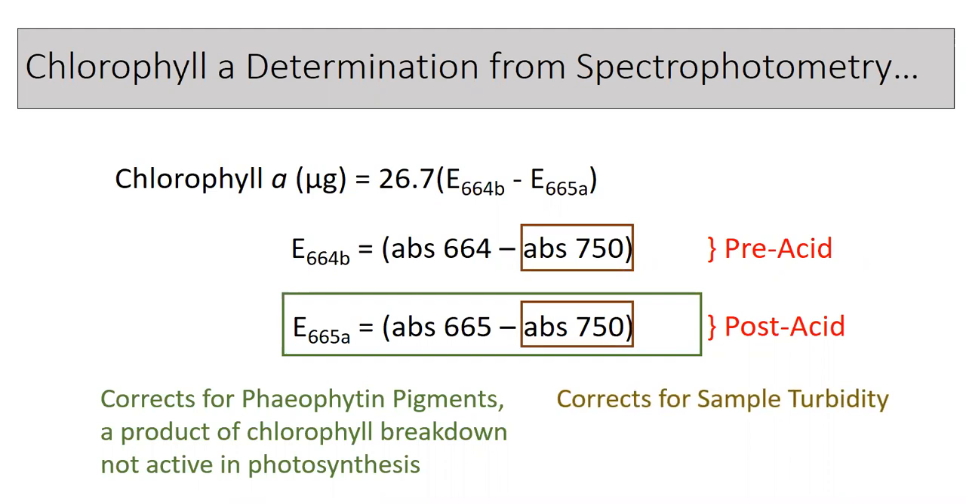And the reason that we subtract absorbance at 750 nanometers from the readings at the wavelength that chlorophyll absorbs light is because there could be turbidity in our samples. If the samples are turbid at all, that will also absorb light at all wavelengths, not just 664. So with each of those steps, we subtracted the absorbance at 750 nanometers to get a reading corrected for turbidity.